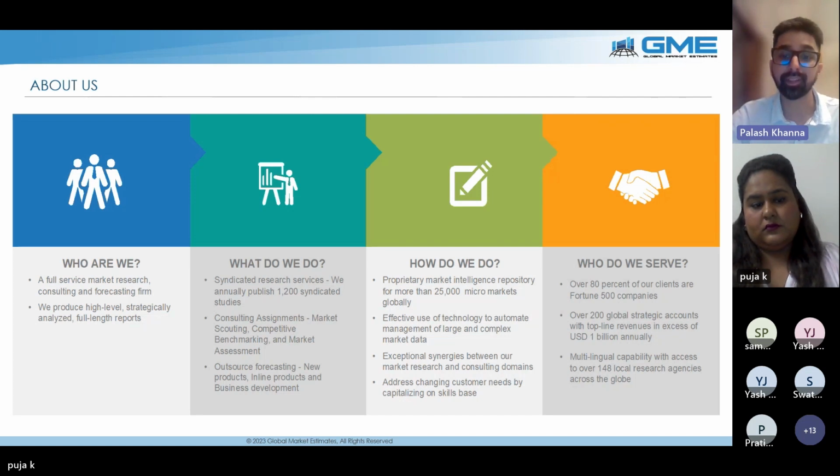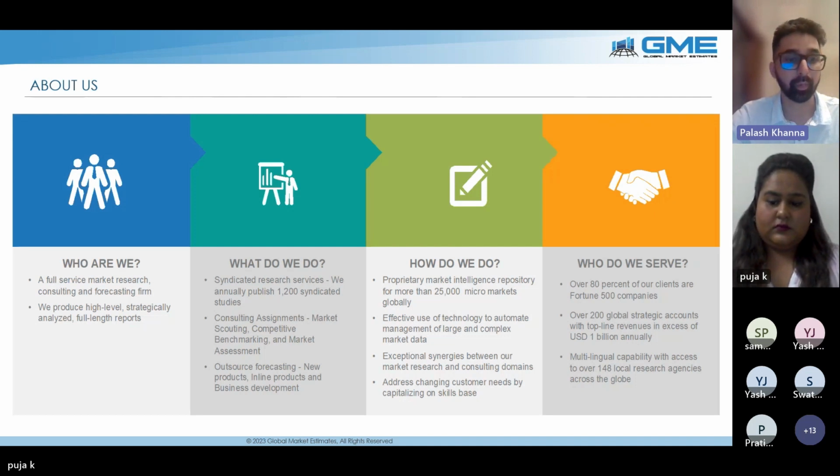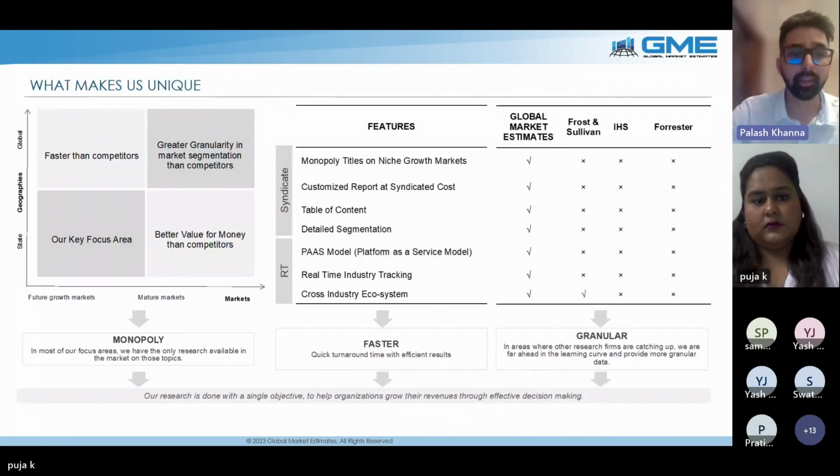We believe every single company in the world should work with us, and our target is to be a billion-dollar company in the next 3 years. That's the reason why we have been lately approached by various venture capitalist firms across the globe. Now, what makes us unique?